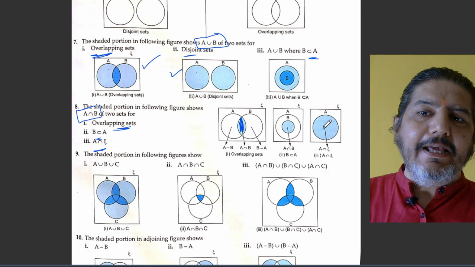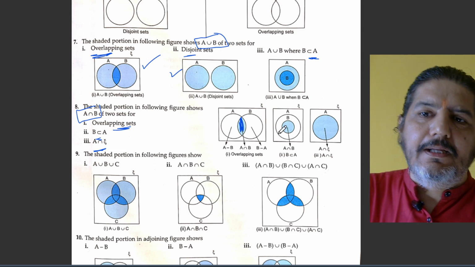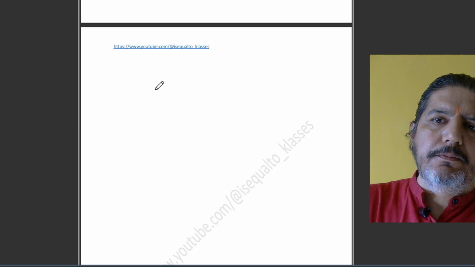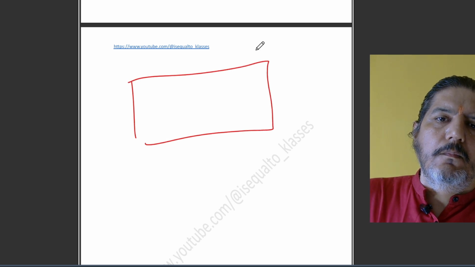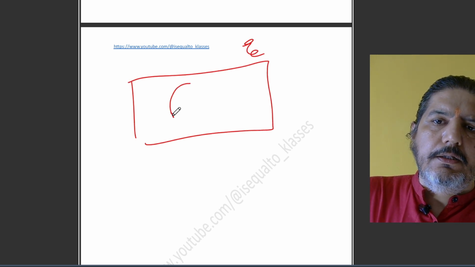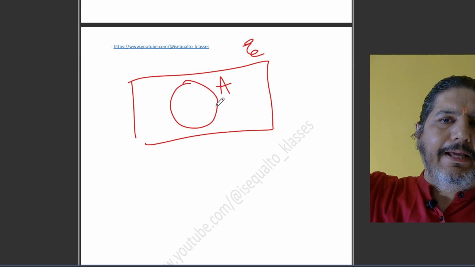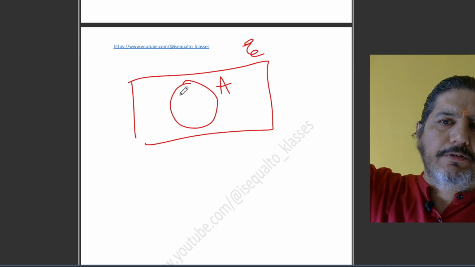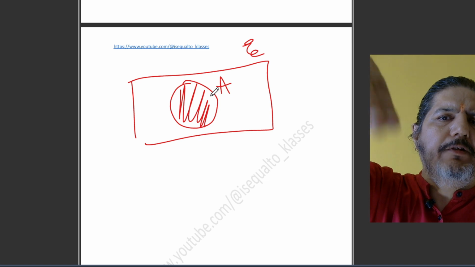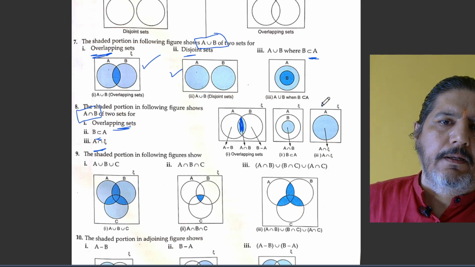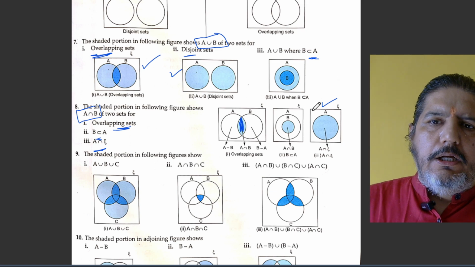And A intersection Xi. Basically, this is my Xi and this is my A. So what is common between A and the universal set? Of course, all the elements which are there in A would be common between A and the universal set. So this is how it is represented. I hope this is clear.